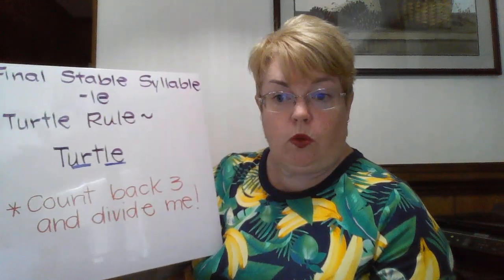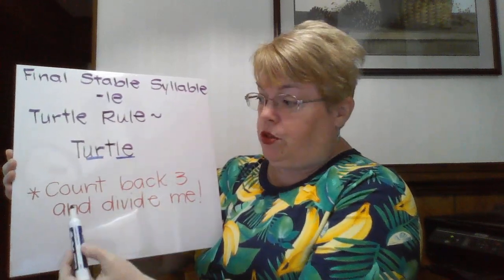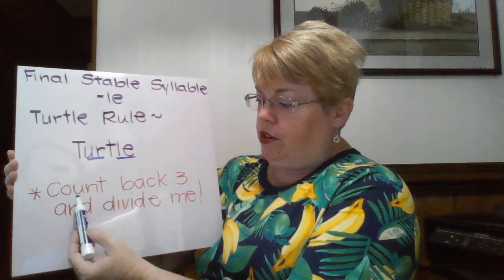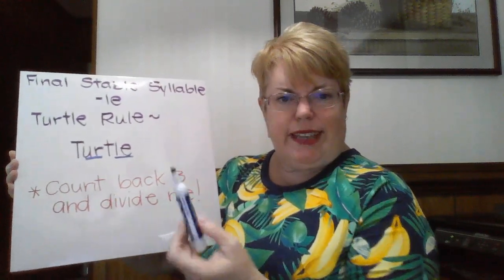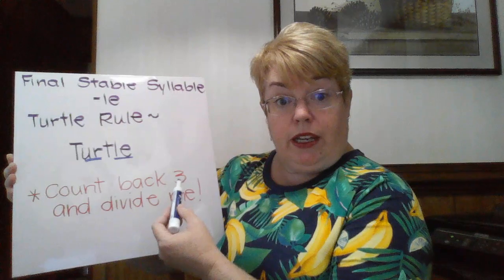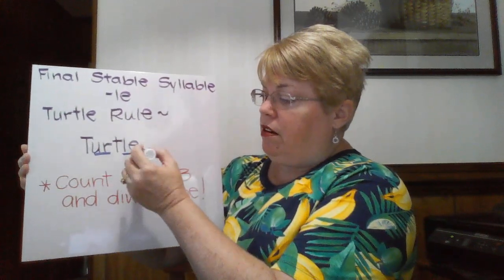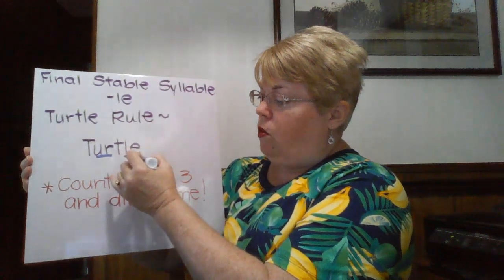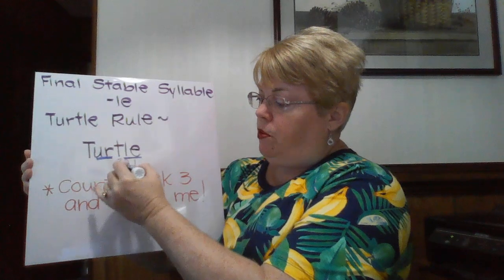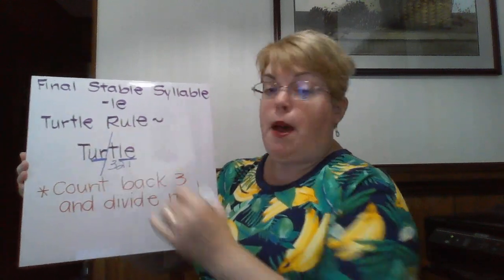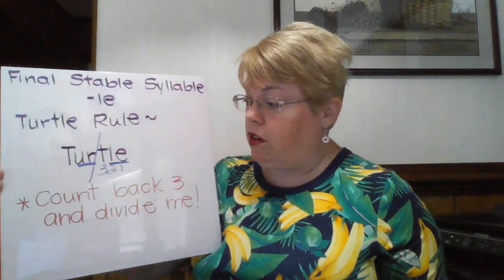Well, here's the rule. To know where to divide turtle for sure, all we have to do is count back 3 and divide me. Say it with me. Count back 3 and divide me. So let's go ahead and do that. I'm at the end, I'm going to count 1, count back, 2, 3, and I divide me. Simple, isn't it? We're going to try some other words.